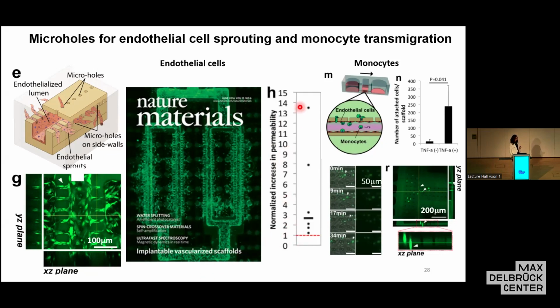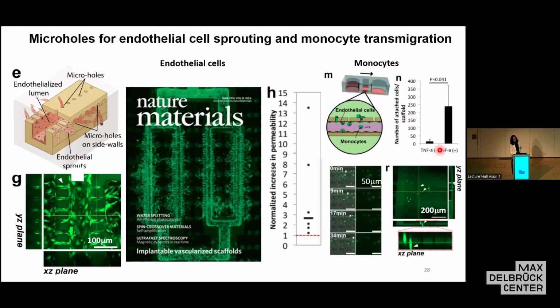When that happens, the permeability goes up a lot. And these microholes we also used for the reverse process. When we grew cancer tissue around these structures, we were able to see metastasis happening, where the cancer cells would actually move into the blood vessel lumen and go into the downstream compartment if the two tissues were connected.